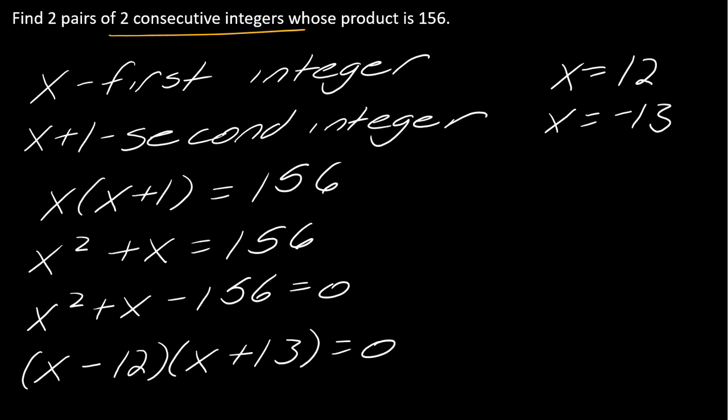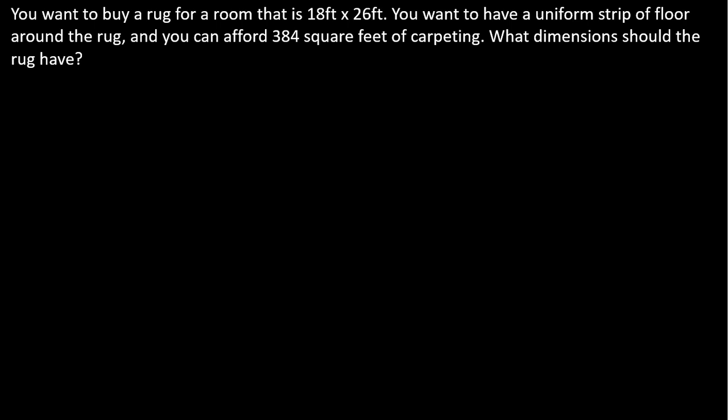But this actually gives us a hint as to what the two consecutive integers are. Notice if I take 12 and plain old 13, that does equal 156. And if I take -13 and then add 1 to that, -12, that also gives me 156. So we did actually find the two pairs of two consecutive integers. We just had to think about it a little bit. Okay, so let's look at another one.